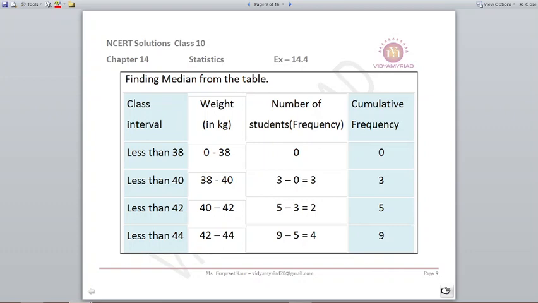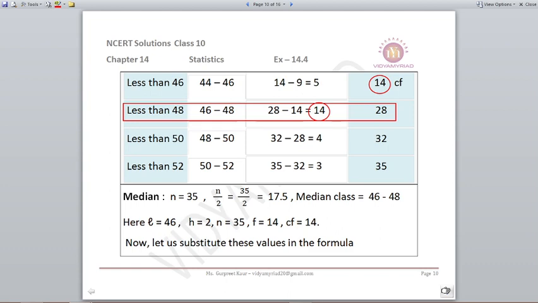Like for 0 to 38 the frequency will remain as 0. For 38 to 40 it will be 3 minus 0, which is equal to 3. 40 to 42 will be 5 minus 3, which is equal to 2. 42 to 44, if I take, then 9 minus 5, which is equal to 4. Same way 44 to 46, when I do, 14 minus 9, which is 5. 46 to 48, that is 28 minus 14, which will be 14. 48 to 50, 32 minus 28, that is 4. 50 to 52 will be 35 minus 32, that will be 3.